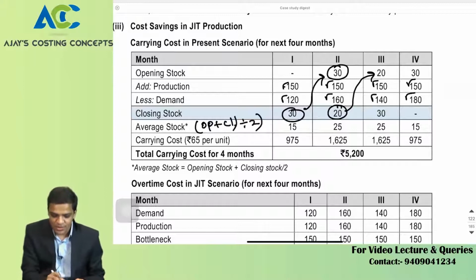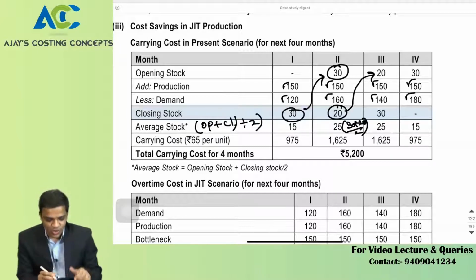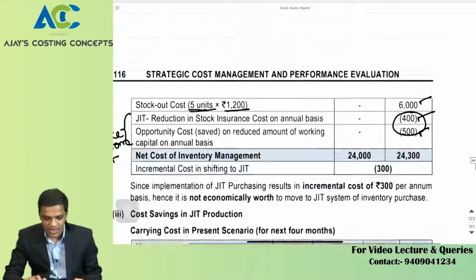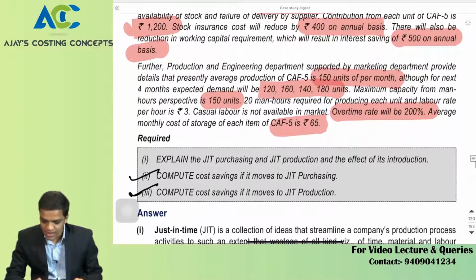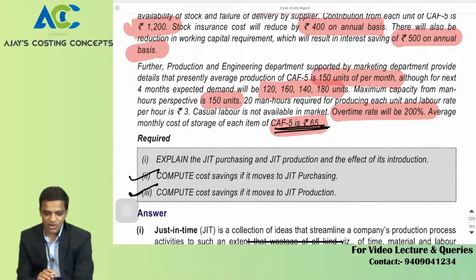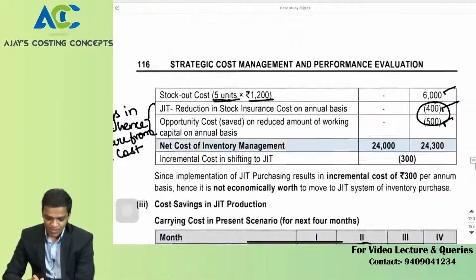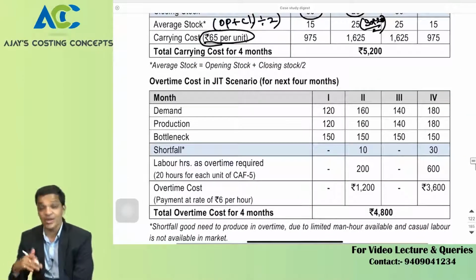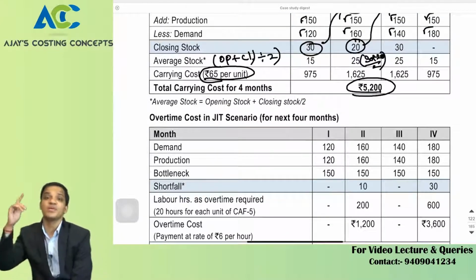So opening plus closing divided by 2, so 30 plus 20 divided by 2, it will be 25, and into carrying cost of 65 per unit, that is what is mentioned over here. The overtime cost will be 20, average monthly cost is 65. So if I go for production, it will cost me 65, and 20 man hours are required for producing each unit, labor rate is 3 per hour. Overtime would be 200%. Now moving further, the same approach, total carrying cost would be 5200 over here, like in question number 13, correct?